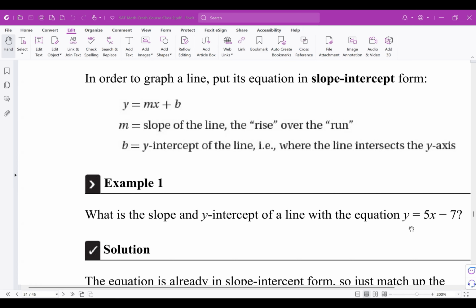For example, if the question setter gives you y equals -7 plus 5x, then you need to arrange it in this way, and compare it with the standard form after arranging it. So the slope is 5, and the y-intercept of the line is equal to -7.